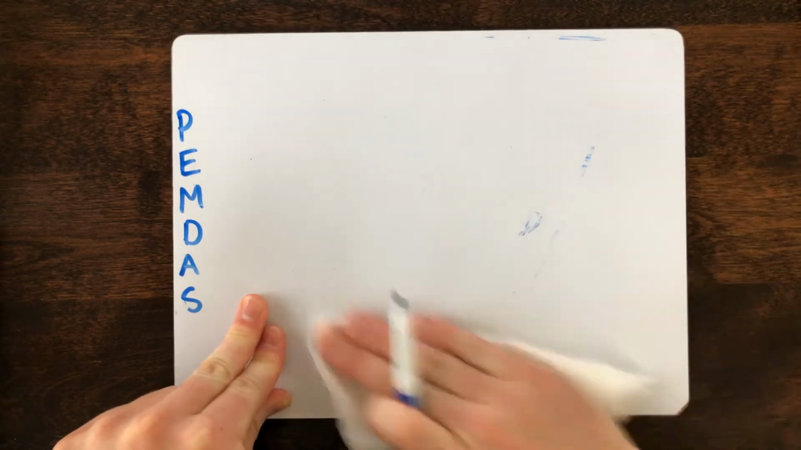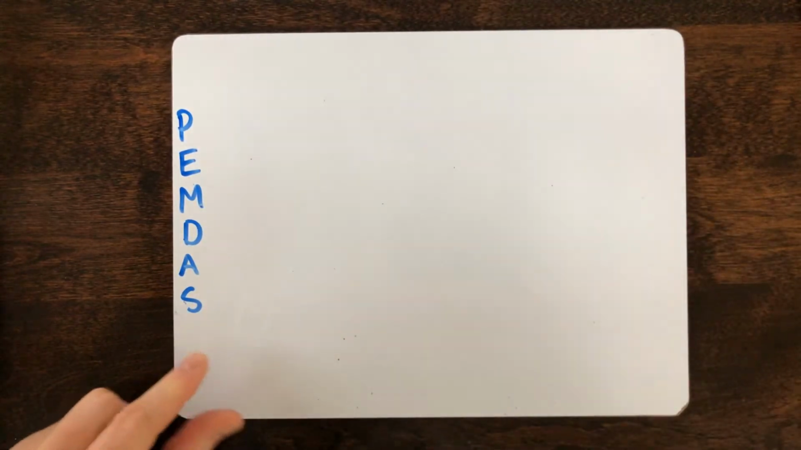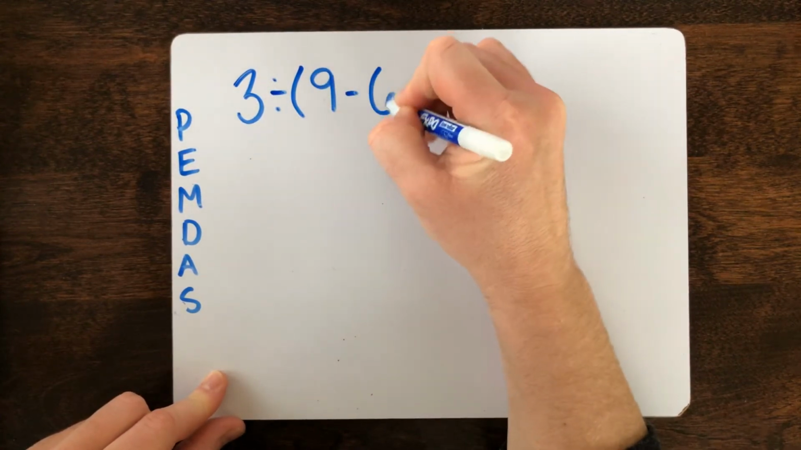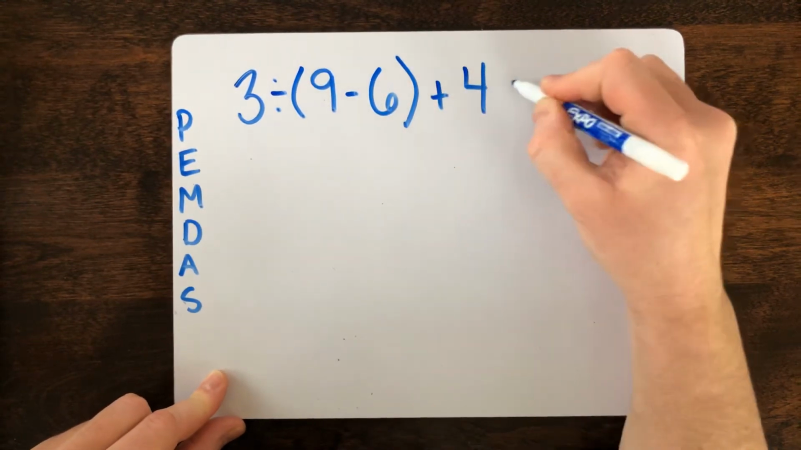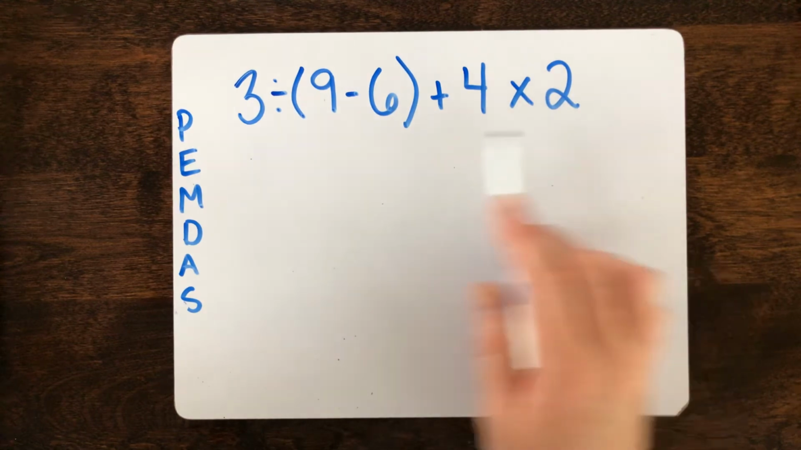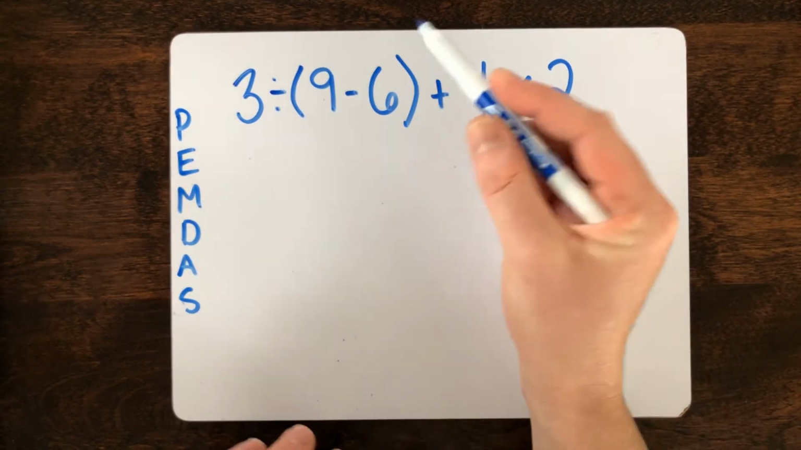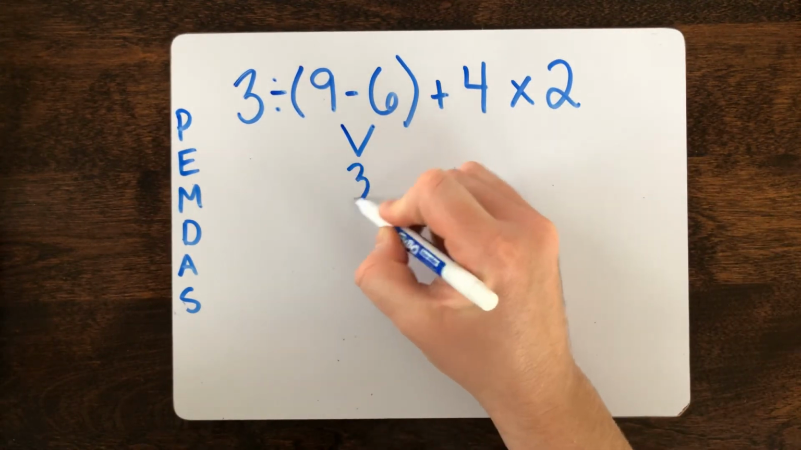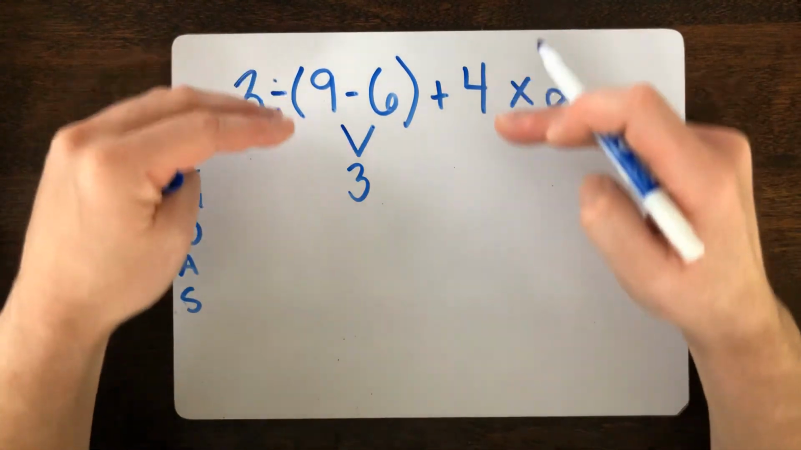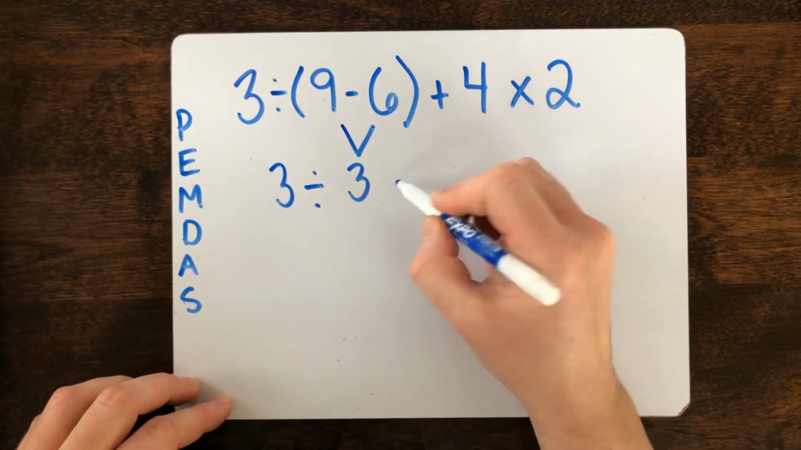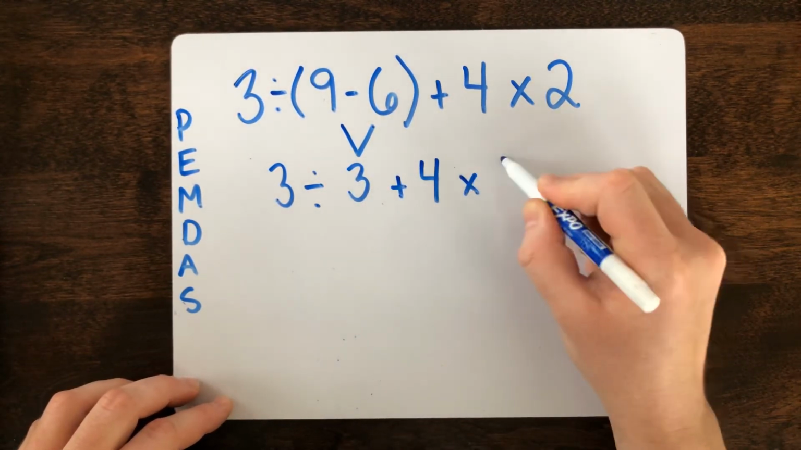And let's do that very last problem on the Google form from yesterday. So it was 3 divided by parentheses 9 minus 6 plus 4 times 2. Now, there's a lot of stuff going on in this, but if you take it step by step, it's really not too bad. So again, I see parentheses first. So that's the first thing I'm doing. So 9 minus 6. Well, 9 minus 6 is 3. And then everything I haven't touched yet, I bring straight down. I rewrite the expression. So 3 divided by 3 plus 4 times 2.